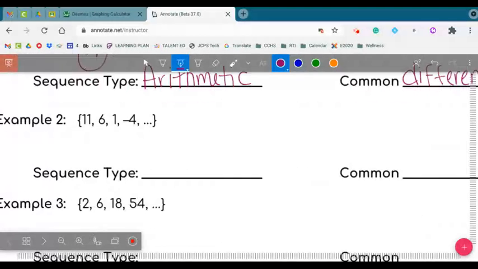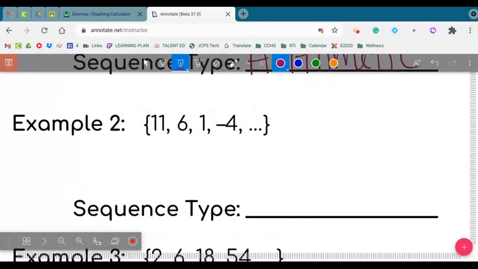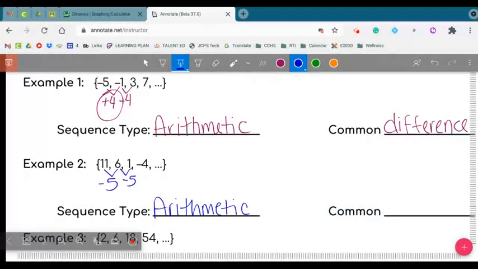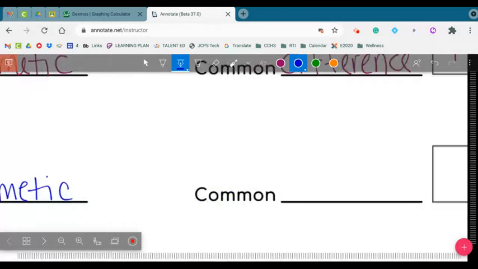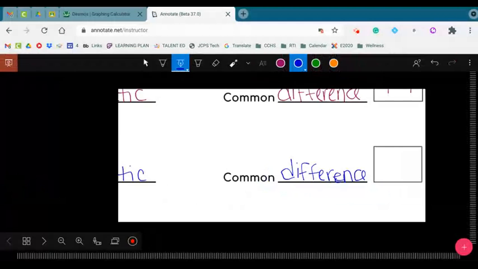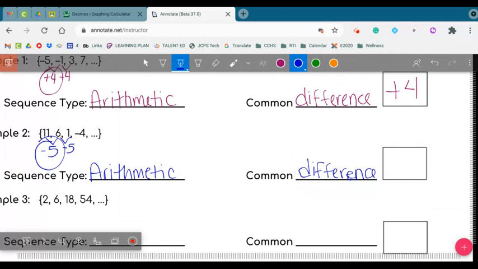Okay, going on to the next one, I go from 11 to 6 to 1 to negative 4. So I'm subtracting 5 each time. Since I'm subtracting, this again is going to be an arithmetic sequence. Since it's arithmetic, I'm going to have a common difference. We can see we're going down by 5, so it's going to be negative 5.